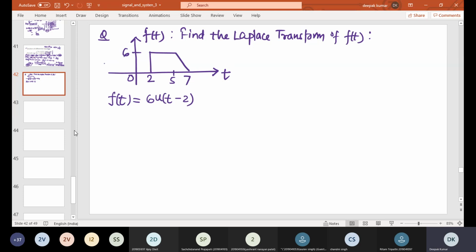And the slope changes at t is equal to 5. Slope of this line is 0. And what is the slope of this inclined line?